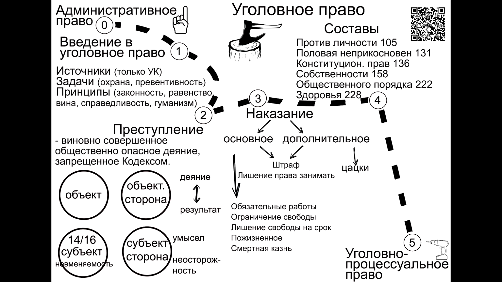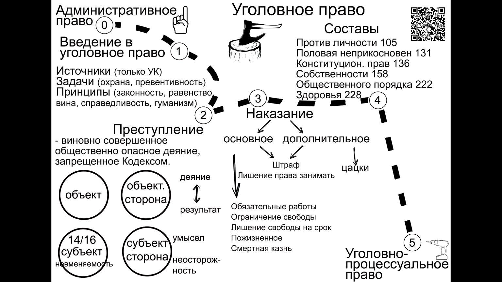Let us look at the second aspect, crime. A crime is a culpable committed, socially dangerous act prohibited by the Criminal Code of the Russian Federation under threat of punishment. Crimes, depending on the degree of public danger and form of guilt, are of four categories, that is, minor, moderate, serious, and especially serious.